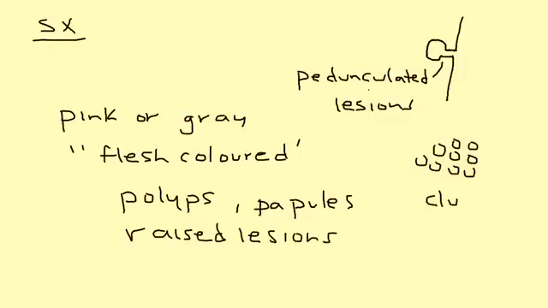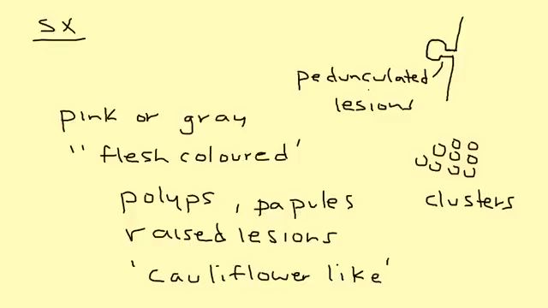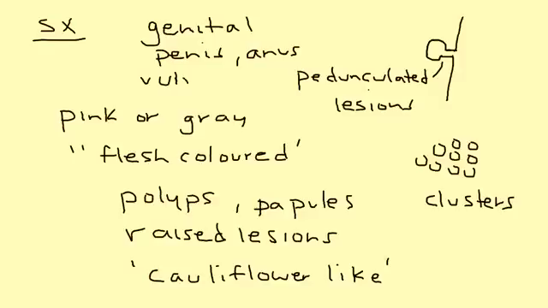And as I mentioned, they appear in clusters. And sometimes I've also seen them being referred to as cauliflower-like lesions. And of course, we are talking about the genital areas. So, of course, we have in males the penis and the anus, and in women we have the vulva and also the anus as well.